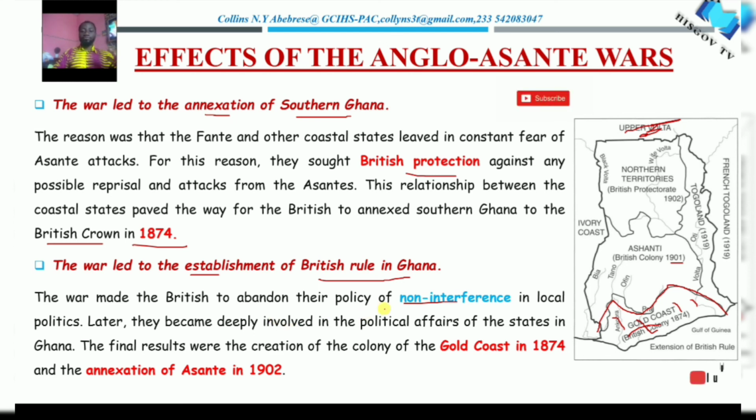So initially, they had a policy of non-interference because they were fed up. However, because of the wars that they waged against the Asante, especially the 1874 war and then the 1900 war, they became deeply involved in the political affairs of the states in Ghana. And therefore, it paved the way for the establishment of British rule.